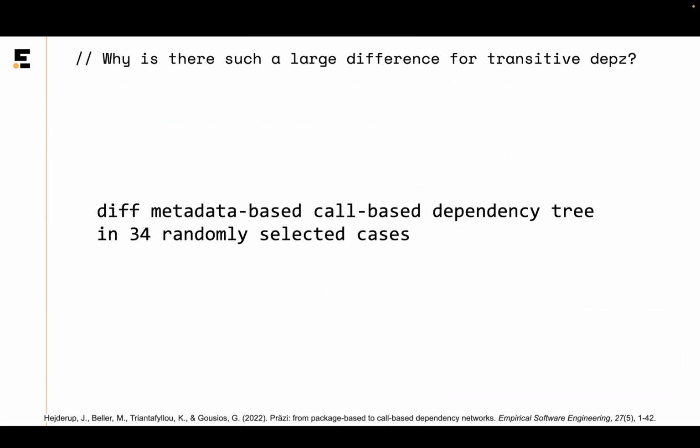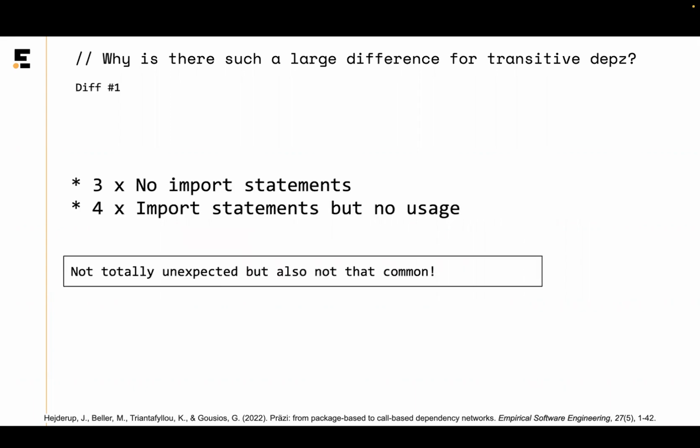To find out which is more correct, we started by doing a manual analysis. I looked at 34 randomly selected cases involving both direct and transitive dependencies to see which one is more correct. The first difference that I found was that in 3 cases, there were no import statements at all.